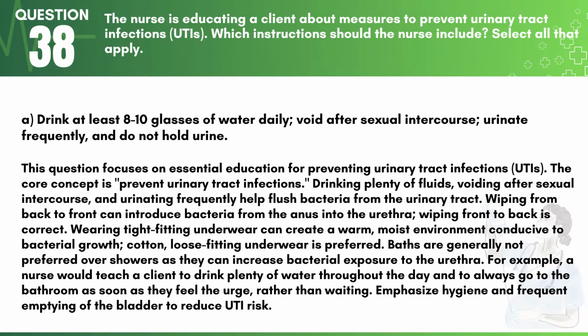Answer. Drink at least 8 to 10 glasses of water daily, void after sexual intercourse, urinate frequently, and do not hold urine. This question focuses on essential education for preventing urinary tract infections, UTIs. The core concept is prevent urinary tract infections. Drinking plenty of fluids, voiding after sexual intercourse, and urinating frequently help flush bacteria from the urinary tract. Wiping from back to front can introduce bacteria from the anus into the urethra. Wiping front to back is correct.